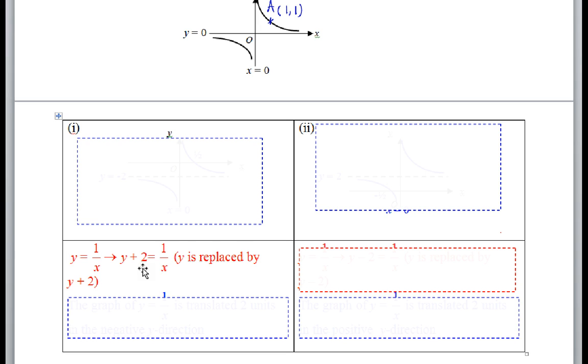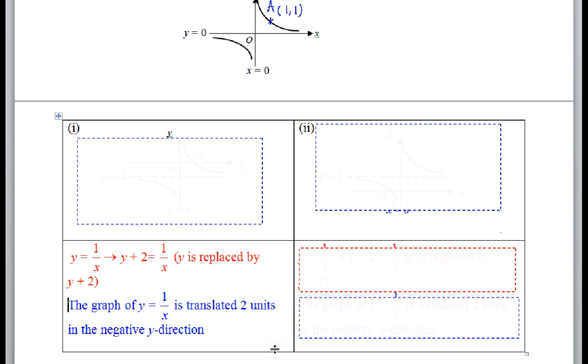Alright, so what is the transformation from here to this new graph? It is a translation in the negative y direction by 2 units. Correct? After you write this description, I am very sure that you can sketch this. Or rather here. Am I right? Essentially, I want the whole graph to be translated in the negative y direction by 2 units.